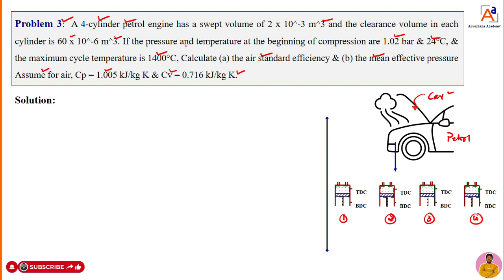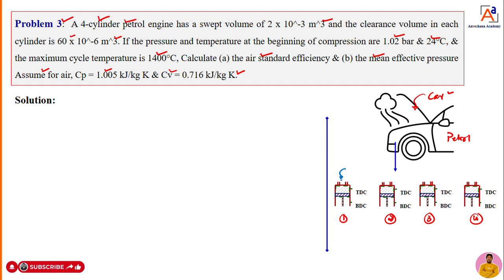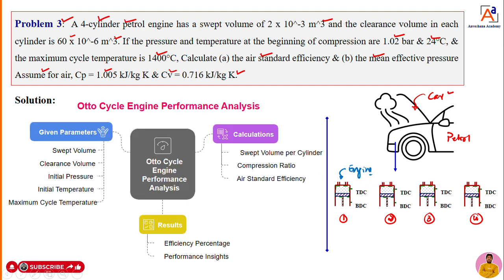Fine. Now, what all things he has given, you have to understand here. It is a four-cylinder petrol engine that I have taken. Next he has given some basic data which are related to the engine, either it may be 1 cylinder or 4 cylinders. He has given some data that we will list out now. So what are the things he has given, dear students? The next thing is he has given some parameters in the problem.